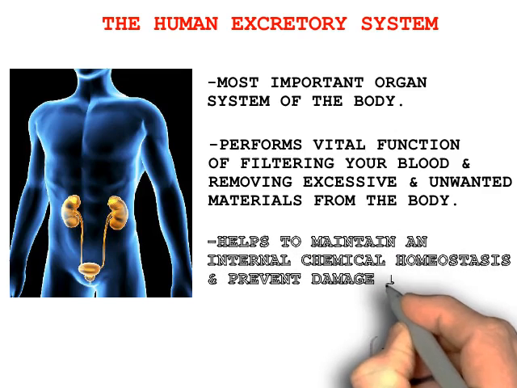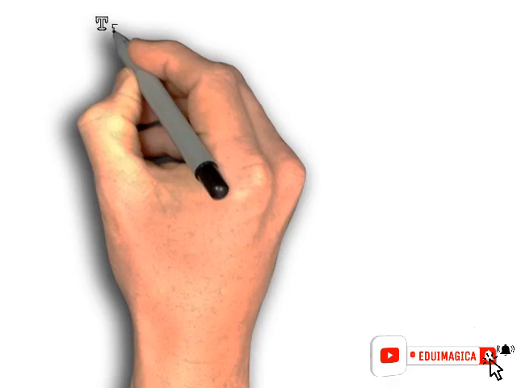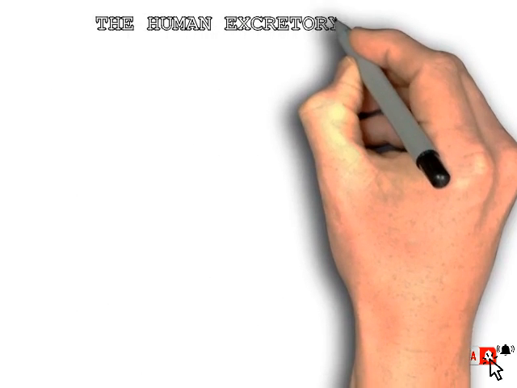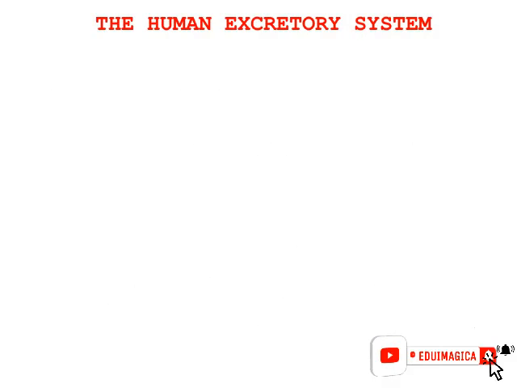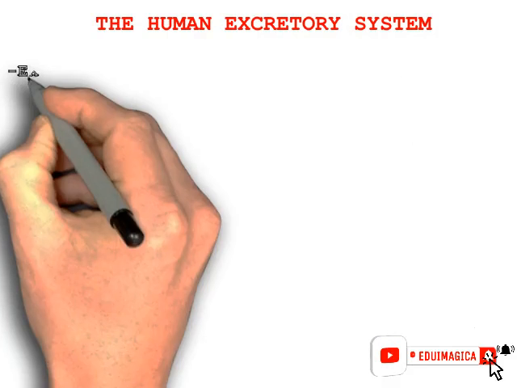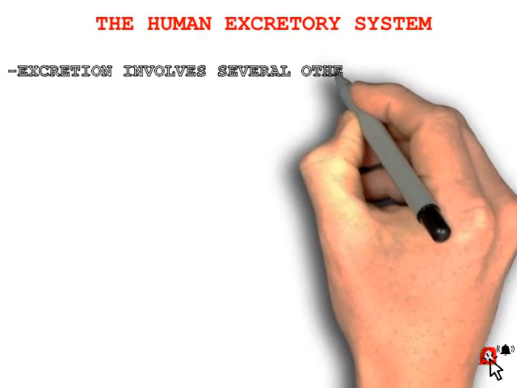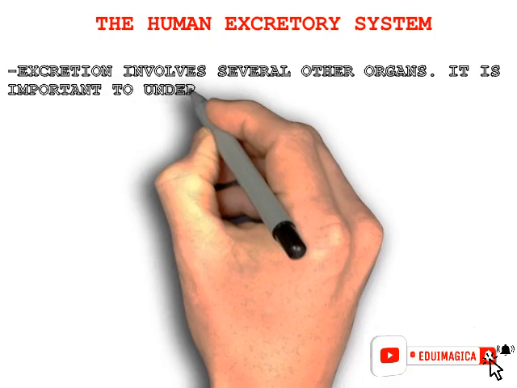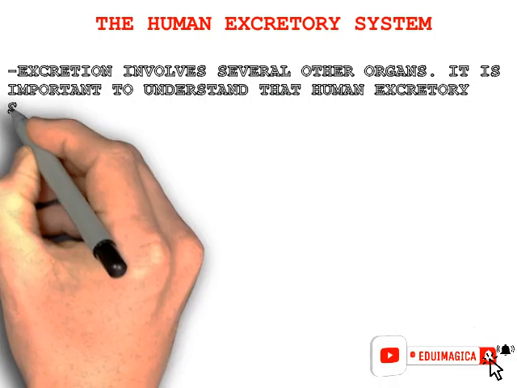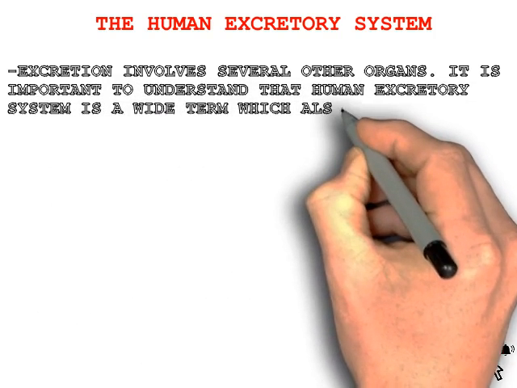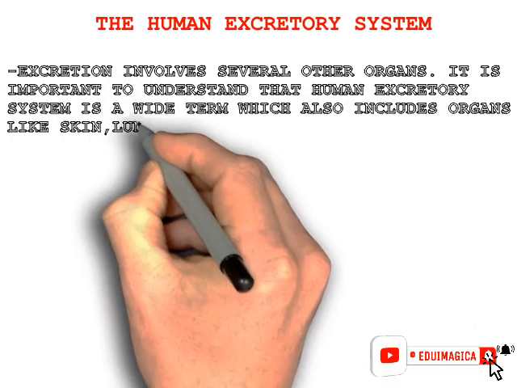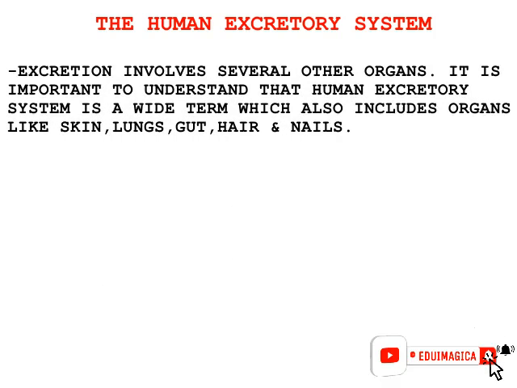In this video, we are going to learn about the human excretory system. And in a narrow sense, the human excretory system refers to the urinary system. However, as excretion involves several other organs, it is important to understand that the human excretory system is a wide term, which also includes organs like skin, lungs, gut, hair, and nails.